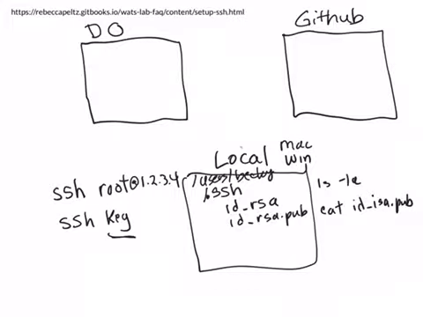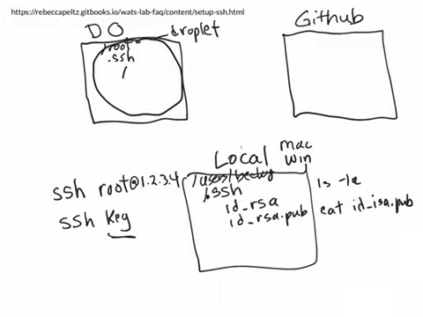And when you copy that key over to a server, so let's say we're up here in the droplet. The droplet is our server container on DigitalOcean. If we go to the droplet's SSH folder, so let's say I'm in root and I go into the .ssh folder, I'm going to find a file called authorized_keys.